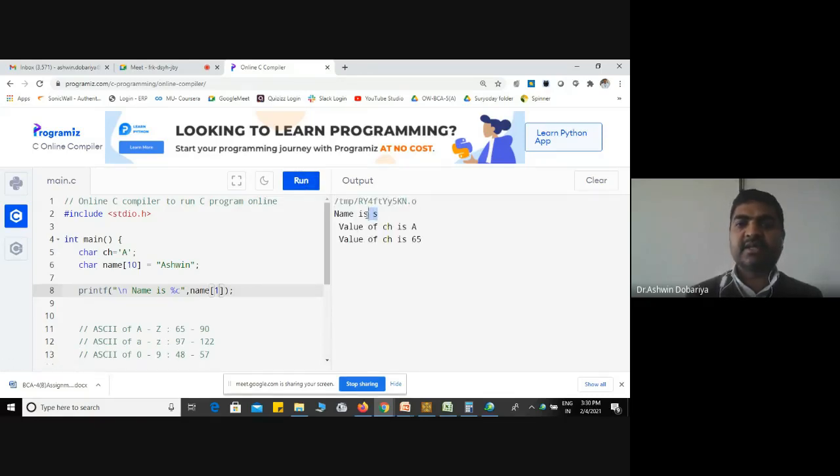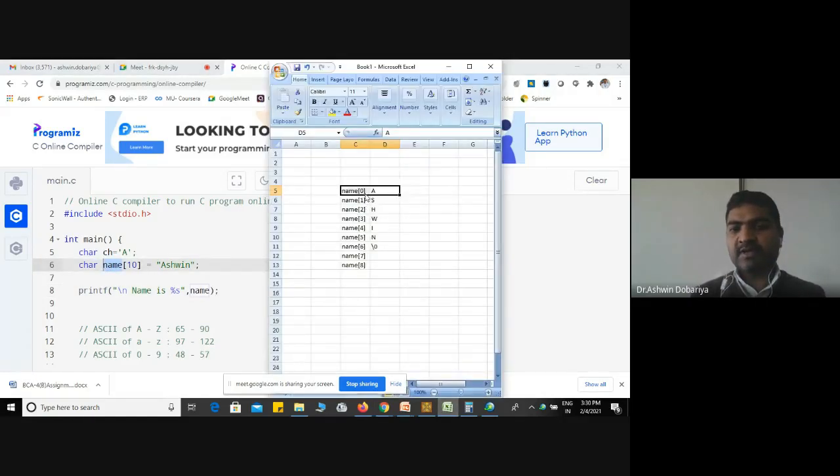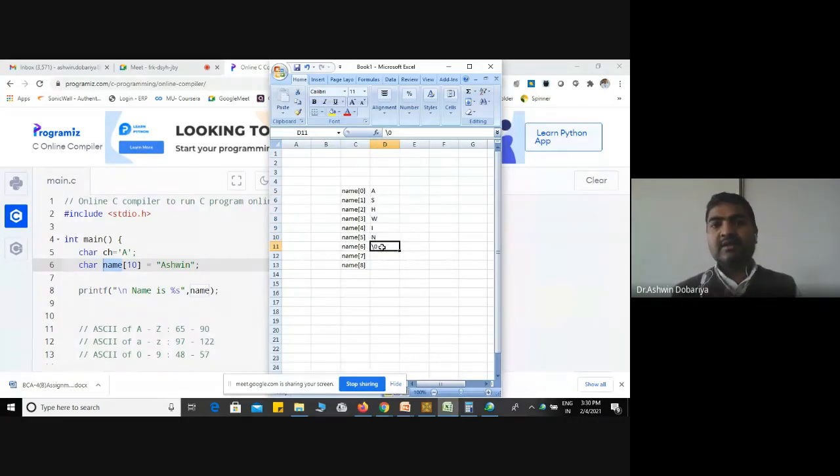See, it displays me as... So %c is generally used for only a single character. But if I want to display the entire string at a time, then there is no need to mention an index, only mention the array name. It will start reading from the first element up to the null. But null is invisible, and it will not display.